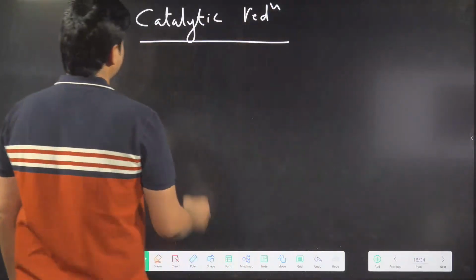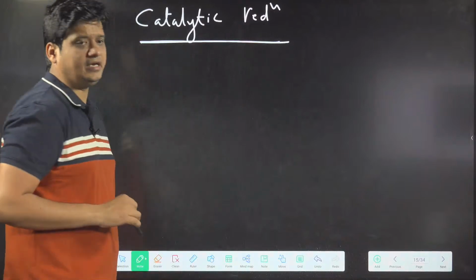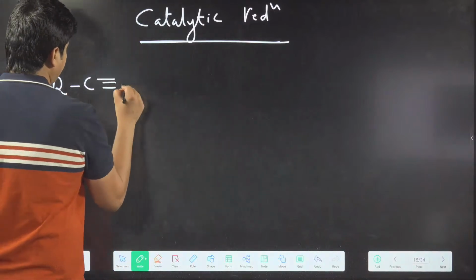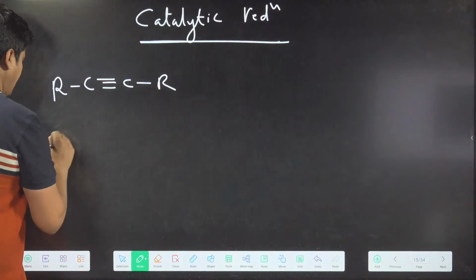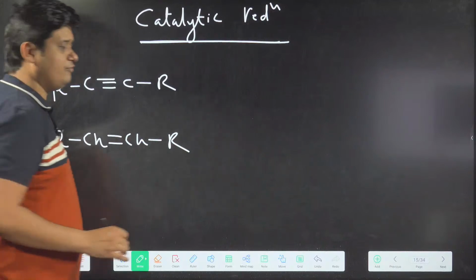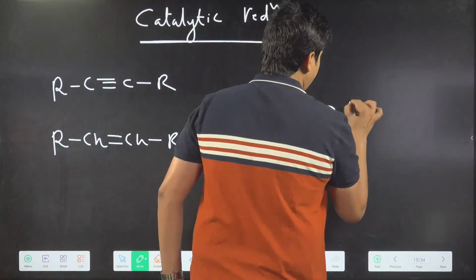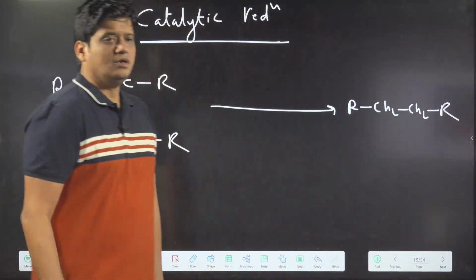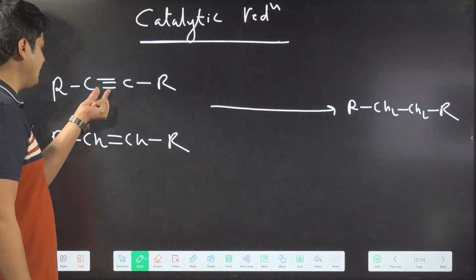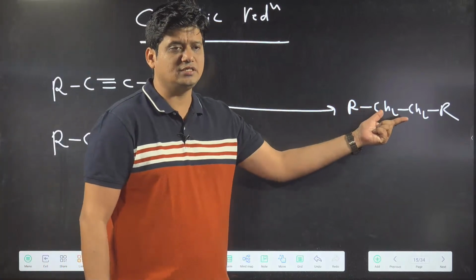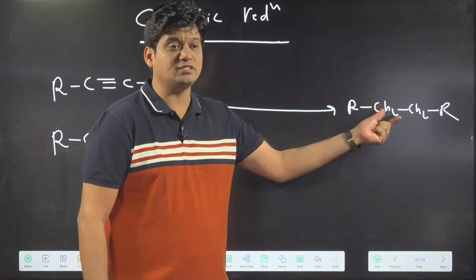Come to the next, catalytic reduction. Catalytic reduction means what? Let's say we have this alkyne, RC triple bond CR, or we have an alkene, RCH double bond CHR, and we want to convert this into an alkane, RCH2CH2R. So simply you can say, if you want to convert an alkyne or alkene into an alkane, hydrogenation is required. Addition of hydrogen is required.